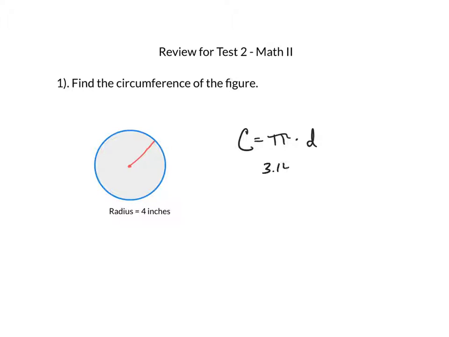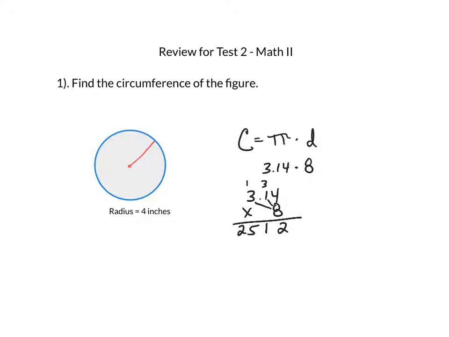So I'm going to multiply 3.14 times 8. Now I just need to go through and multiply that 3.14 times 8. I'll do it here. 4 times 8 gives me 32. I put down the 2. I carry the 3. 8 times 1 gives me 8 plus 3 gives me 11. I put down the 1. I carry the 1. 8 times 3 gives me 24. Plus 1 gives me 25.